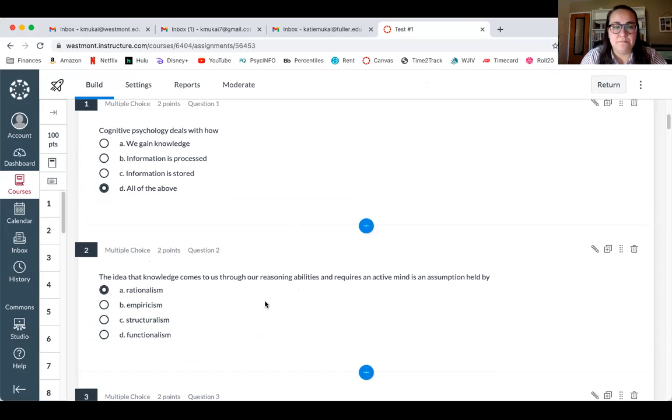Number two, the answer is A, rationalism is the idea that knowledge comes to us through our reasoning abilities, and also sees the human mind as being active.